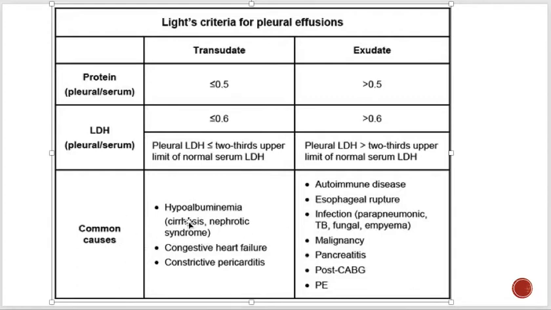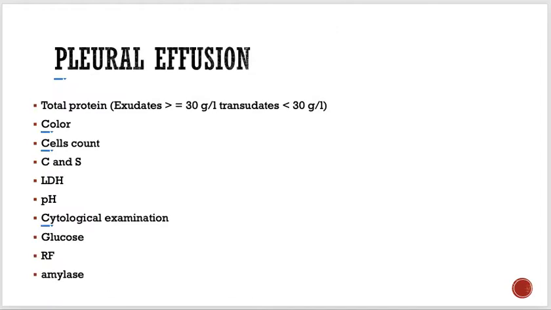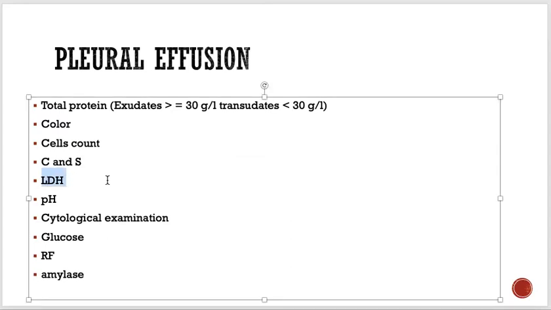The common causes, guys, I already showed you in that photograph. Remember that transudate is mostly a systemic problem, and exudate is mostly a localized problem. Like infection is a local problem, malignancy like lung carcinoma, pancreatitis, again, pancreatitis is a local problem. So you can see over here, proteins are used to differentiate between exudate and transudate. LDH is used for the same. Okay. We also do gram staining with microscopy.